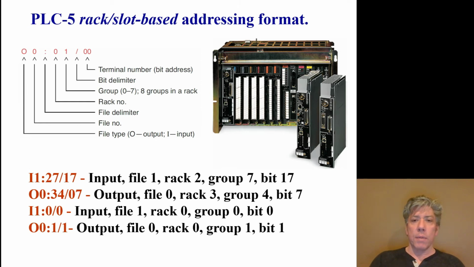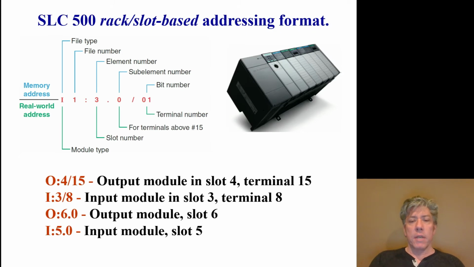So you can see examples of some PLC 5 addressing here. SLC 500s are still extremely common in industry. They're called SLC 500s. That's not really their name, they're SLCs, but people call them SLC 500s in industry. Their addressing is very similar to what you saw before with the PLC 5s. There's a little bit of variation where you've got the colon and then a slot number and then a period for the sub-element number.